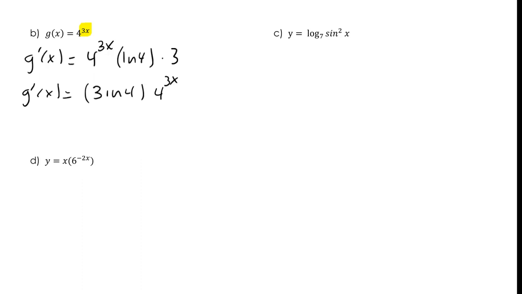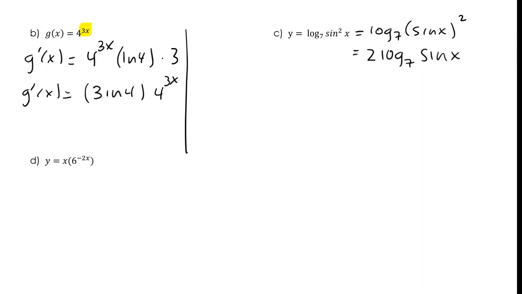Okay, going on to C. So today, there's not a lot of concepts, just a lot of working through these. Remember, you always want to rewrite this. How we can rewrite this, remember with trig, we always want to write it as sine x squared. Now, whenever we have a log and following it we have something squared, that 2 can come down in front. So now I get 2 log base 7 of sine x.